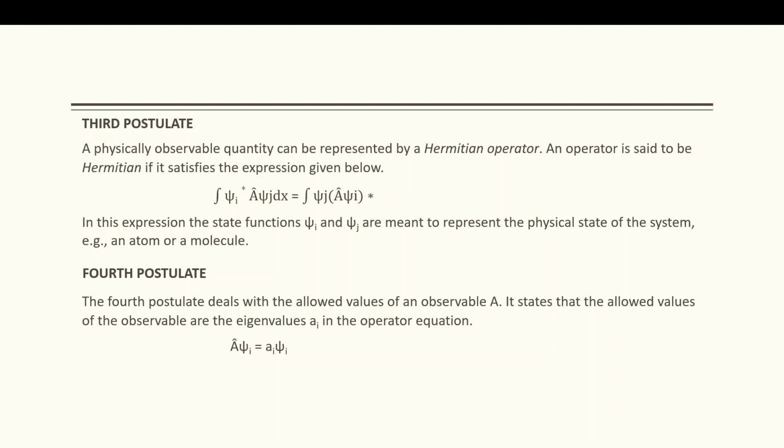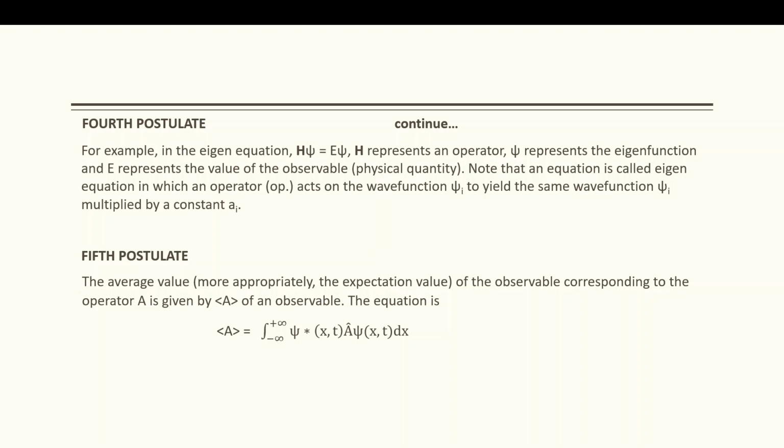Next, we discuss the fourth postulate. The fourth postulate deals with the allowed values of an observable A. It states that the allowed values of the observable are the eigenvalues a i in the operator equation given below: operator A psi i equal to a i psi i. Here you see the state function psi i is on both sides, and a i is the eigenvalue. Capital A is the operator. And this kind of equation is called eigen equation.